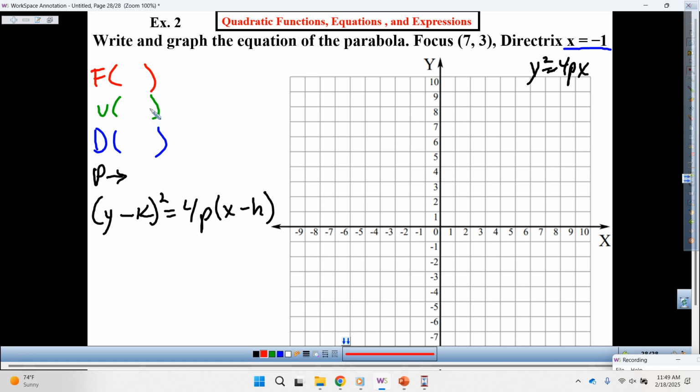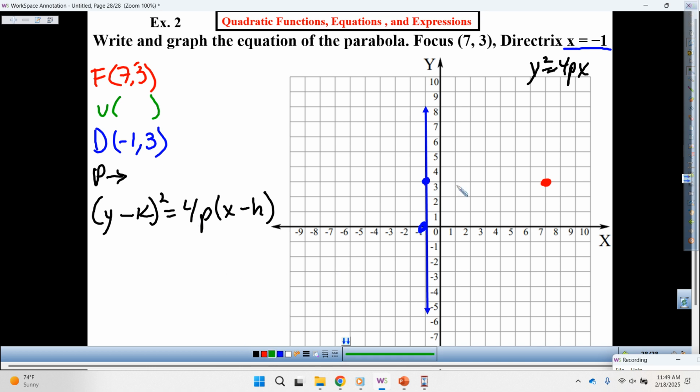So the focus they give us is 7, 3. Directrix is at x equals negative 1. 7, 3 for the focus. Here's the focus. So for the directrix, this should be a point right aligned to that. So what is the coordinate? Negative 1, 3.